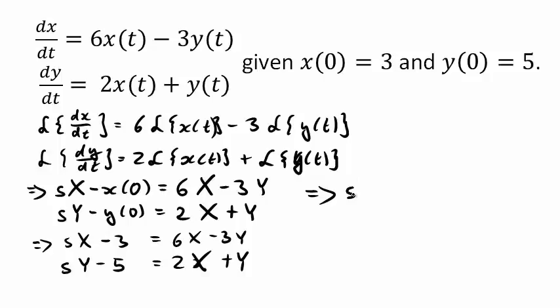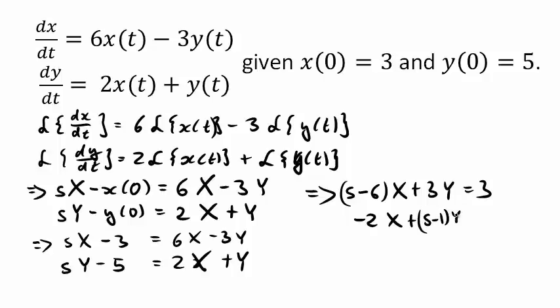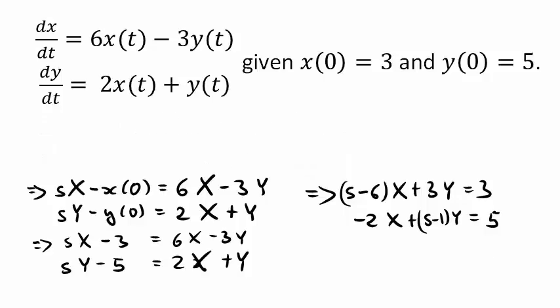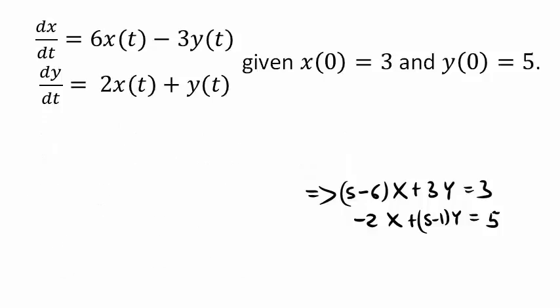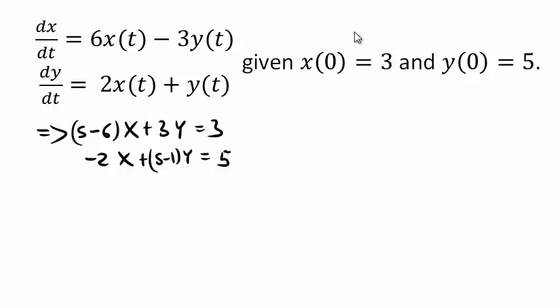I will also factorize straight away, and I will get (s minus 6) times capital X plus 3 capital Y is equal to 3 for the first equation. For the second equation, make sure that you've got X first and then Y. So this becomes minus 2X plus (s minus 1) Y is equal to 5. So these are my two equations. So I'm just going to tidy up a bit here. So these are my two equations now.